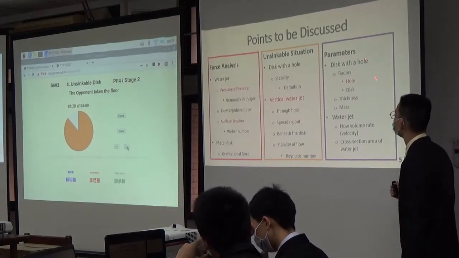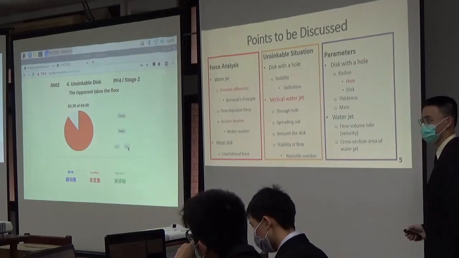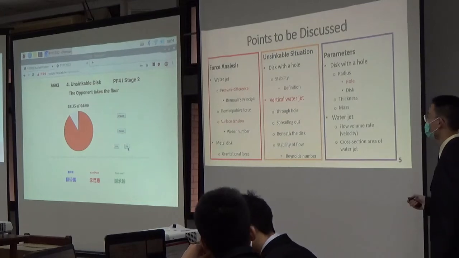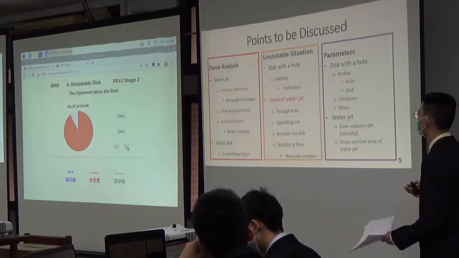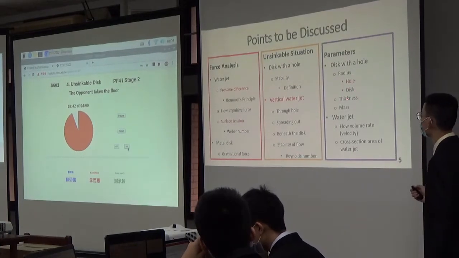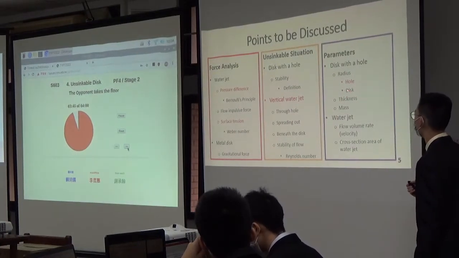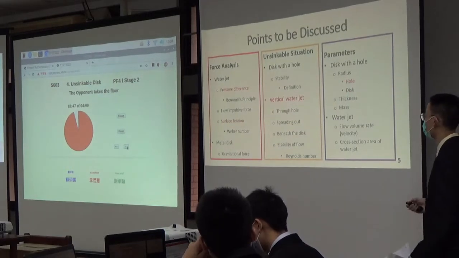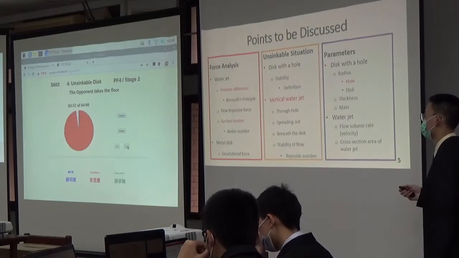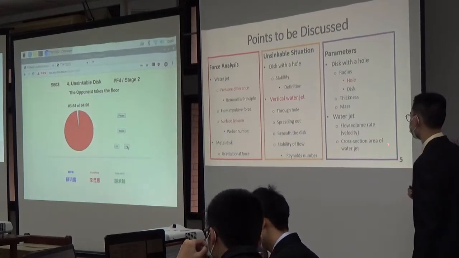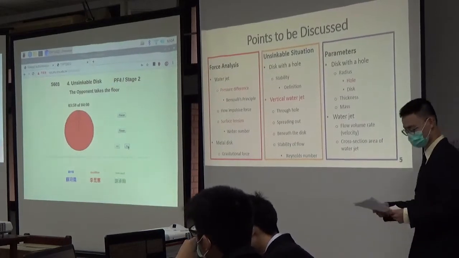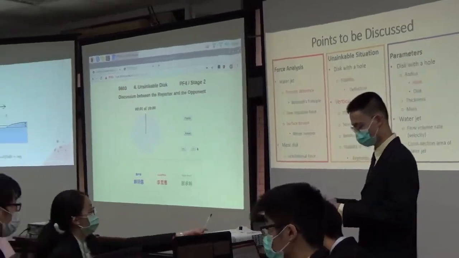And here are some parameters that the opponent discussed in the further discussion. Of course, the problem statement is a disc with a hole, so the main focus will be on the hole on the disc, and also the mass of the disc, and the radius of the disc. And the last one is the water jets, that's the main reason that caused the disc to float, mainly the flow rate and the flow velocity. Thank you. Okay, let's continue.